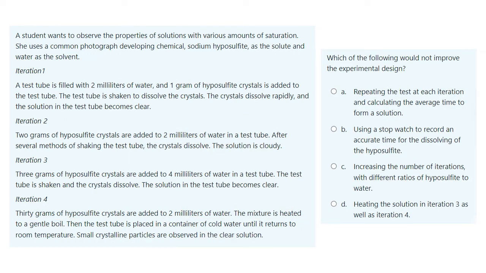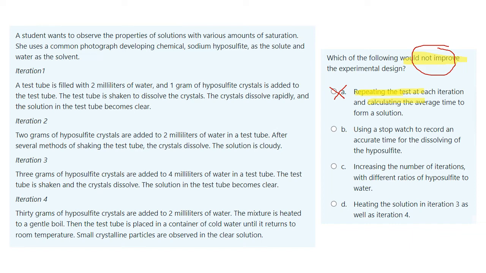Which of the following would not improve the experimental design? A, repeating the test at each iteration and calculating the average. This would be very good. We're not told how many times the student does it at each iteration, but always repeating and calculating an average is going to be good for increasing the accuracy. But we're asked what would not improve.